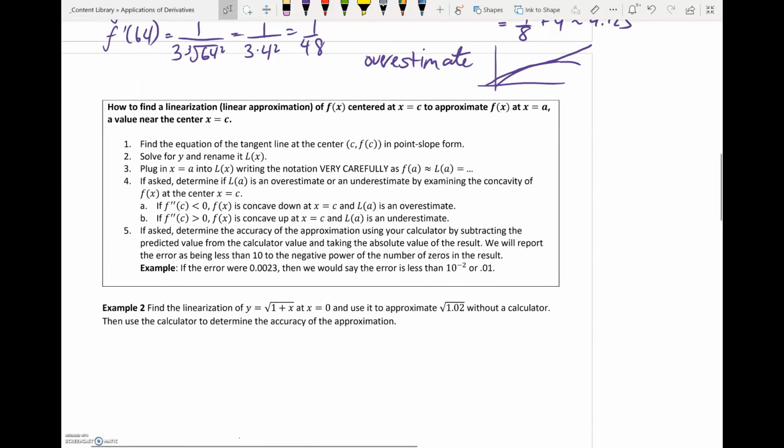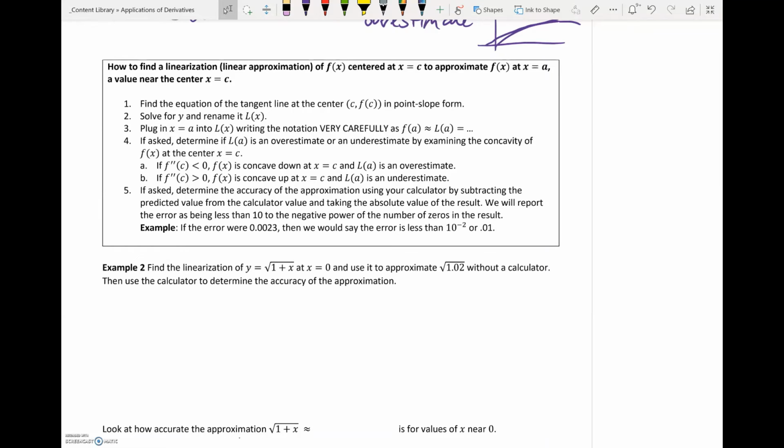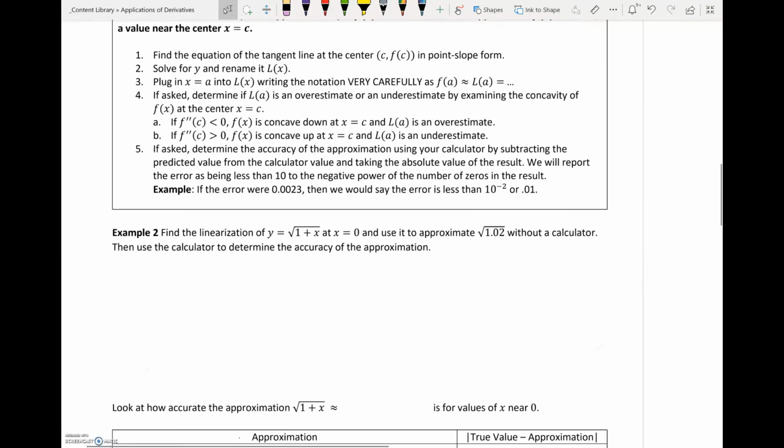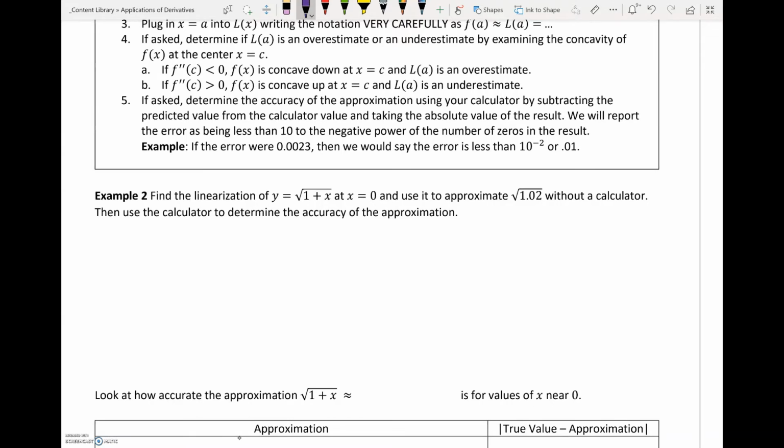Now, here's a step-by-step guide on how to find a linearization approximation. And we're going to use these steps to do example 2. So we want to find the linearization of y, which is the square root of 1 plus x, at x equals 0. And we want to approximate the square root of 1.02 without a calculator. If we compare our linearization versus the actual number that we want to find, x is going to be 0.02 in order to get the root of 1.02. Just keep that in mind.